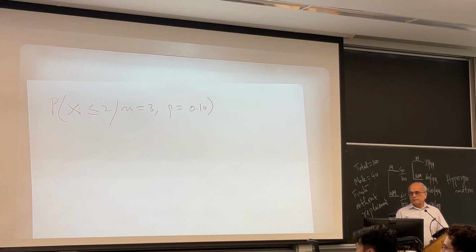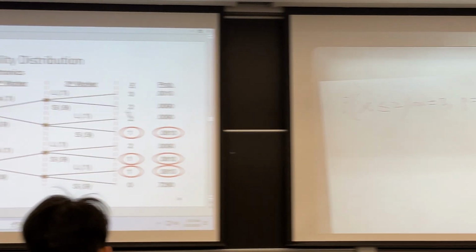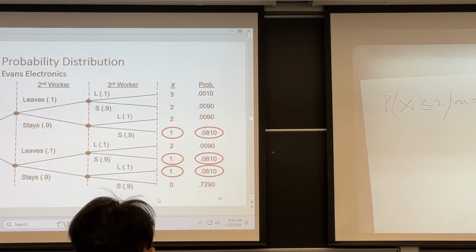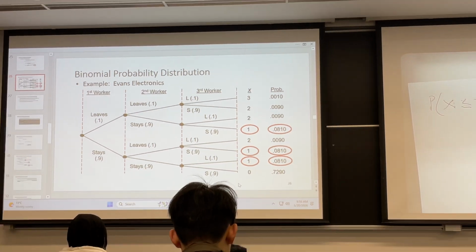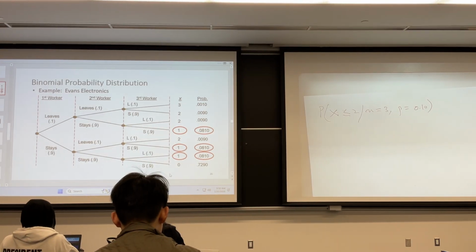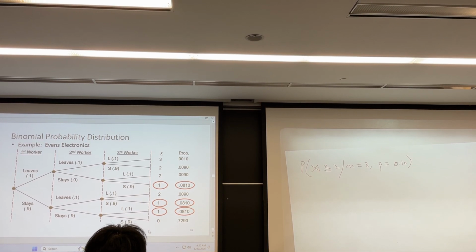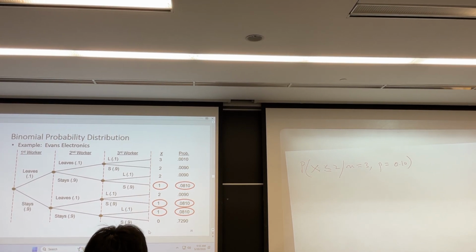On the other hand, if you are using the tree, you already have the answer for 0, and 1 can happen in these 3 different ways. So add this, this, and this probability, plus add these probabilities for 2. Or the easier way: if you have this tree diagram, what's the probability that less than or equal to 2 employees will leave the company? Calculate the probability above and then 1 minus.